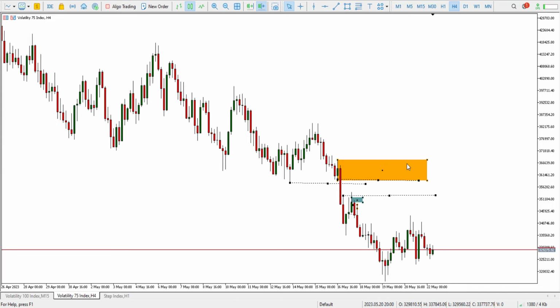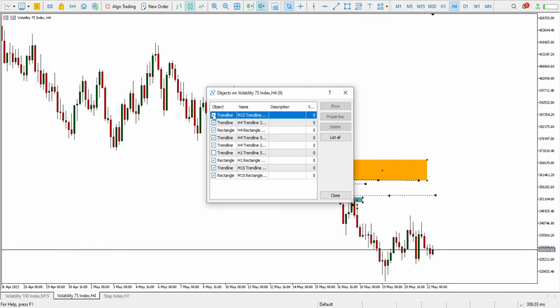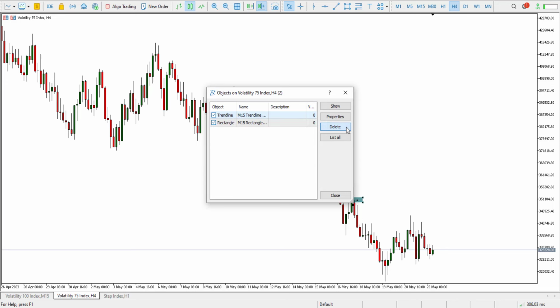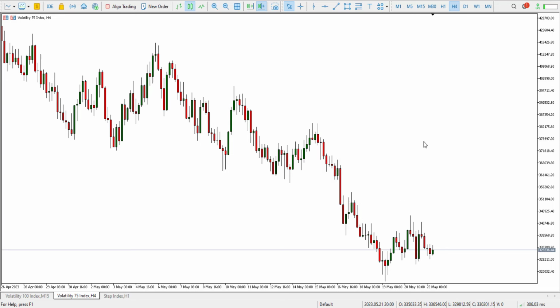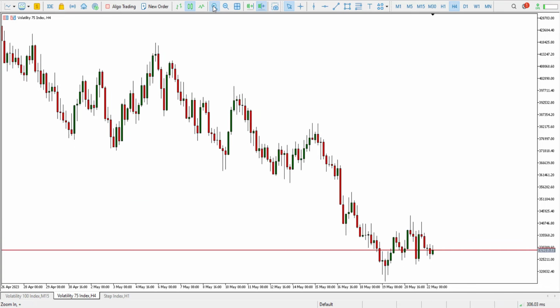So the way volatility index or the synthetic indices work is that you don't have to worry yourself about sessions or news or whatever is a disadvantage to other forex or other asset traders. All you have to do here is just trade what the rhythm of the market is giving you, okay?